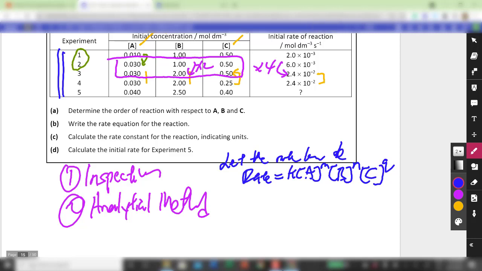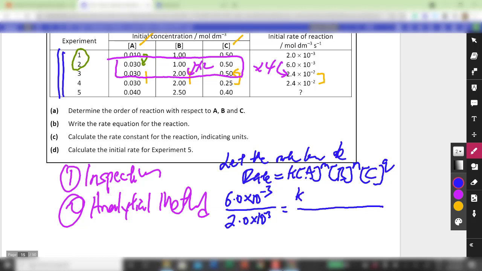So for the rate of reaction of experiment 2, it is actually 6.0 times 10 to the power minus 3. I will divide it, the reason why I divide is because I want to cancel off the k term. So divide by the initial rate for experiment 1, that's 2.0 times 10 to the power minus 3. I'll just show you everything, I think that's easier.